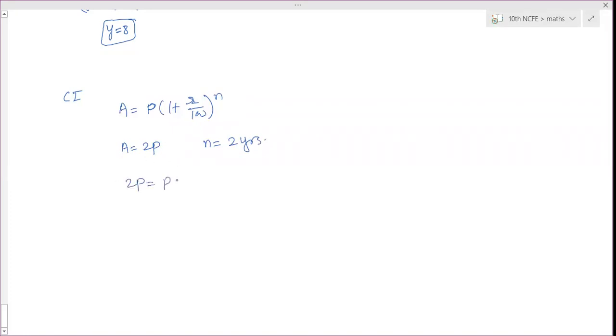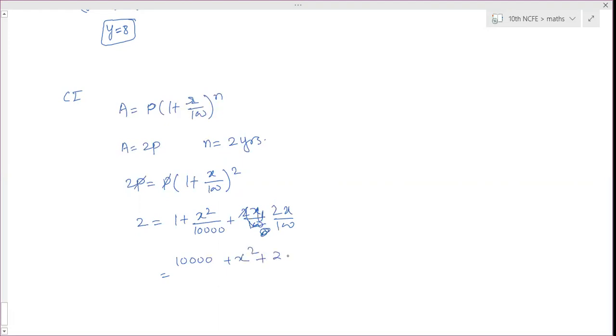So 2P is equal to P into 1 plus X by 100 to the power 2. Now we have to solve this. These P get cancelled. 2 is equal to 1 plus X by 100 squared. So this is equal to 1 plus X square by 10,000 plus 2X by 100. Take the LCM: 10,000 plus X square plus 200X by 10,000 is equal to 2.